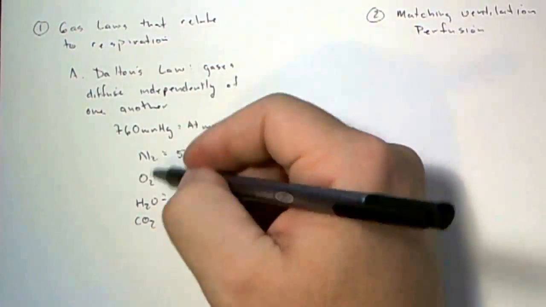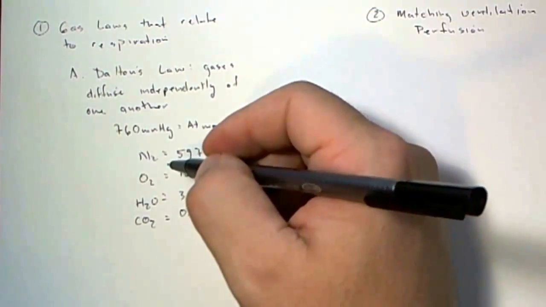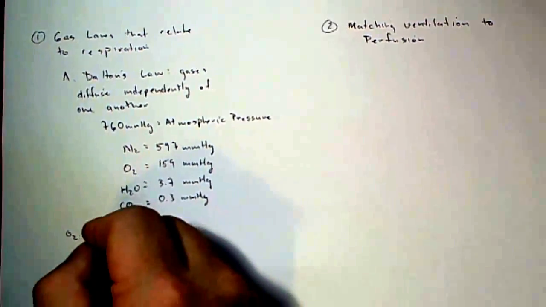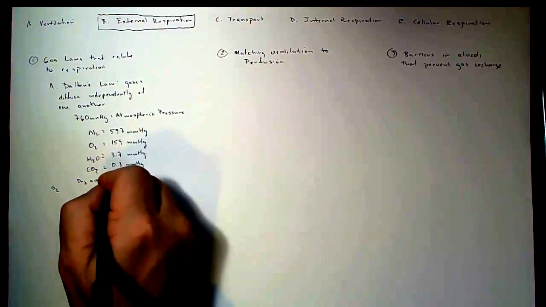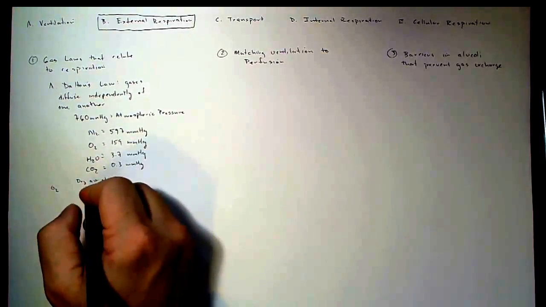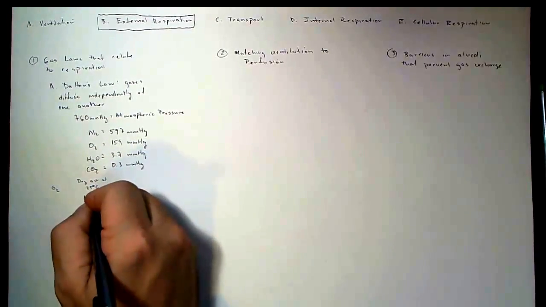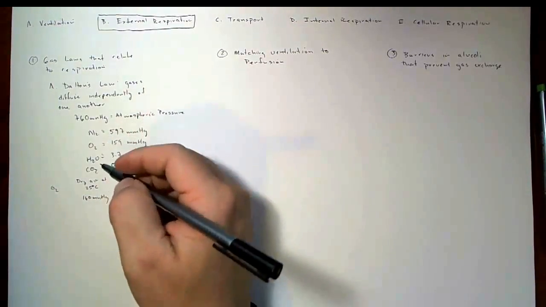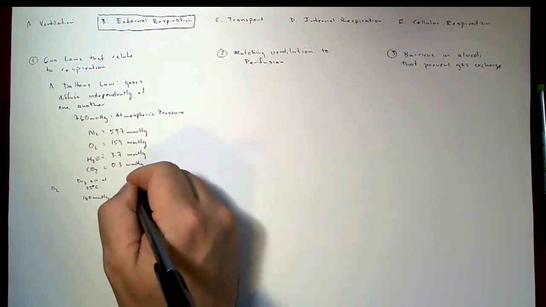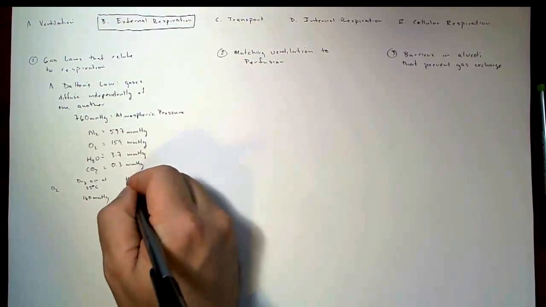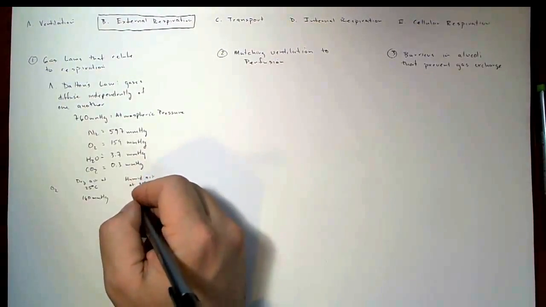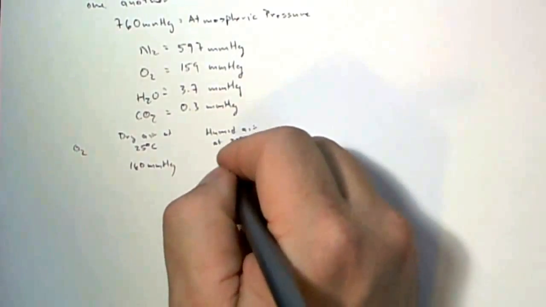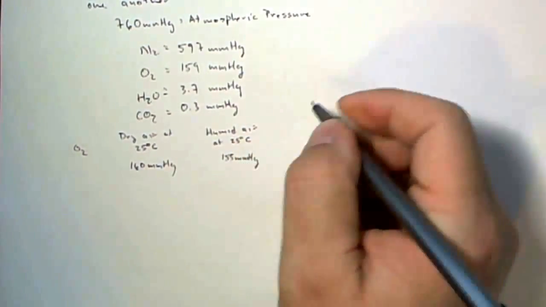Probably the most important way that we're going to interpret Dalton's law as far as respiratory physiology goes is our O2 concentration. If the air is dry at 25 degrees centigrade, generally our partial pressure of oxygen is around 160 millimeters of mercury. But what Dalton's law tells us is if we start manipulating some of these other things, it could affect our O2. And so now if we say the air is humid at 25 degrees C, because we've upped our water vapor in the air, that means it's going to displace some of the oxygen. And so our partial pressure might drop to 155 millimeters of mercury.